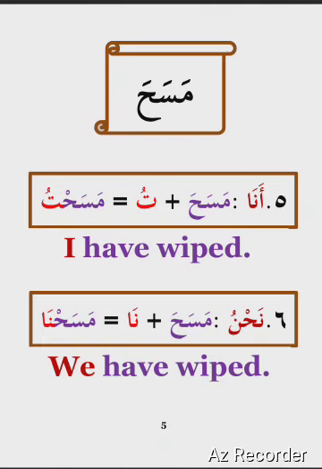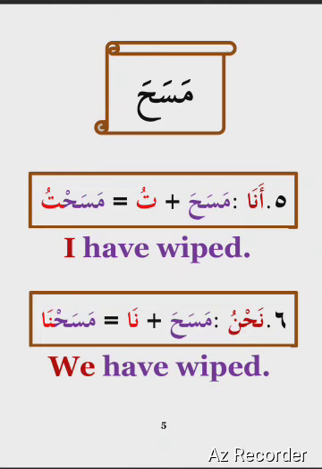So the next verb is masaha. Masaha means to clean or to erase or to wipe. So masaha. How do we change it? Hamsa, number five, is ana, I. So how do we now change the verb masaha to suit ana?